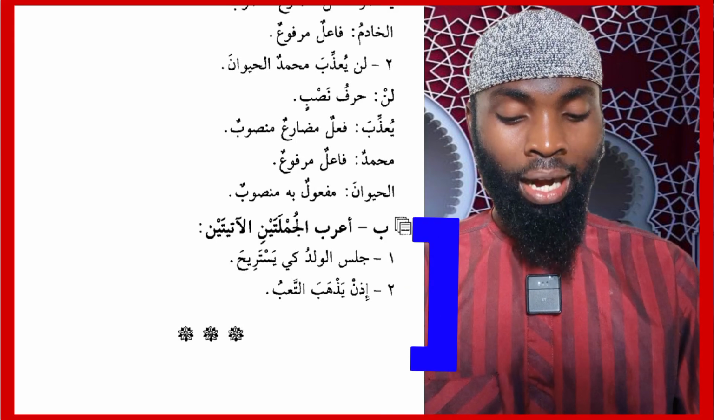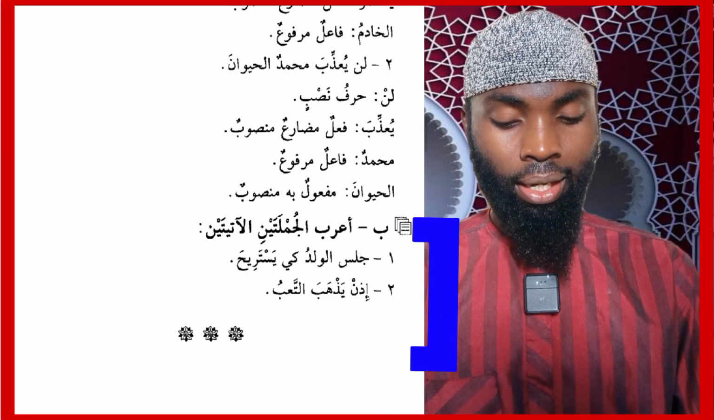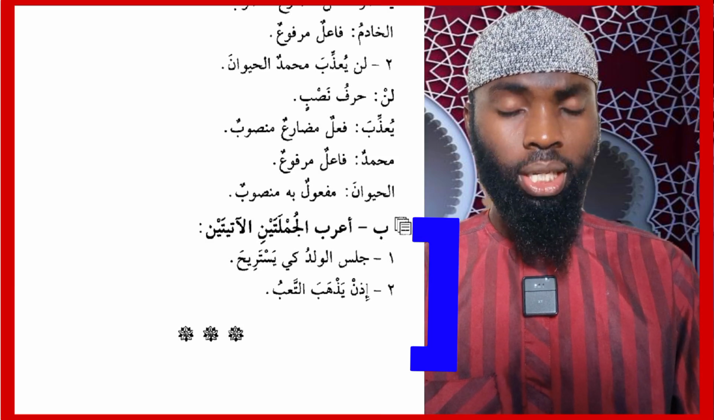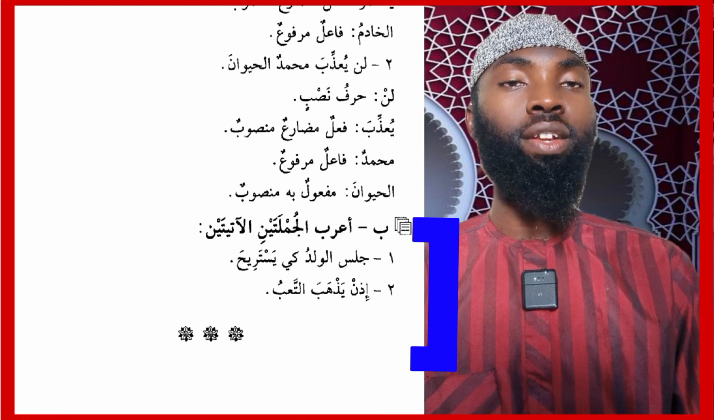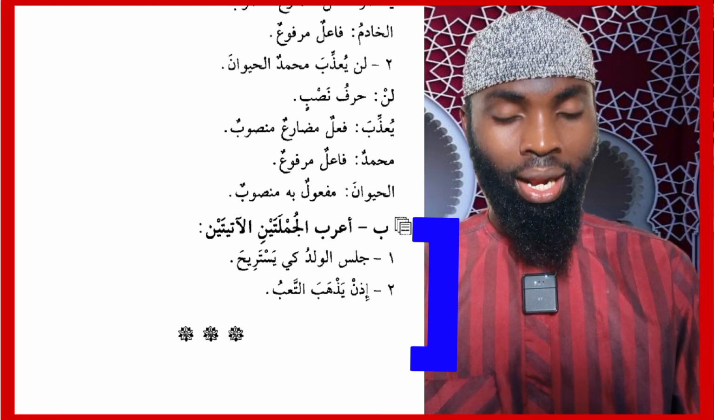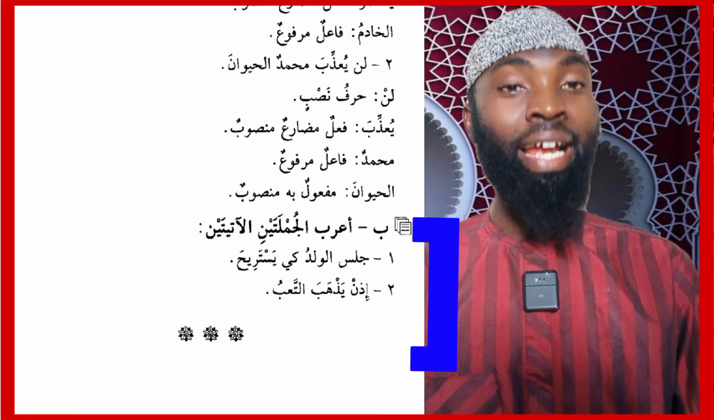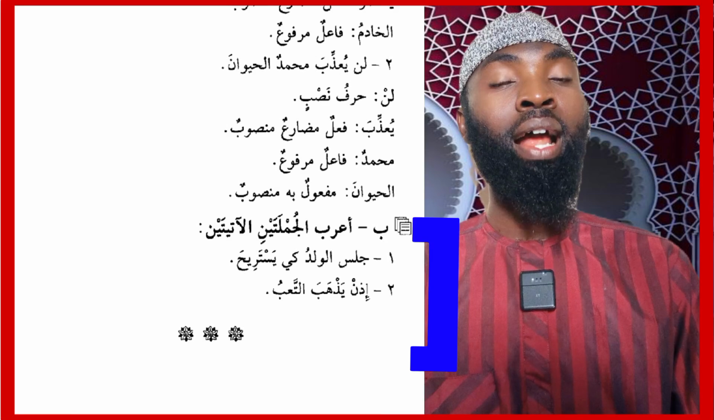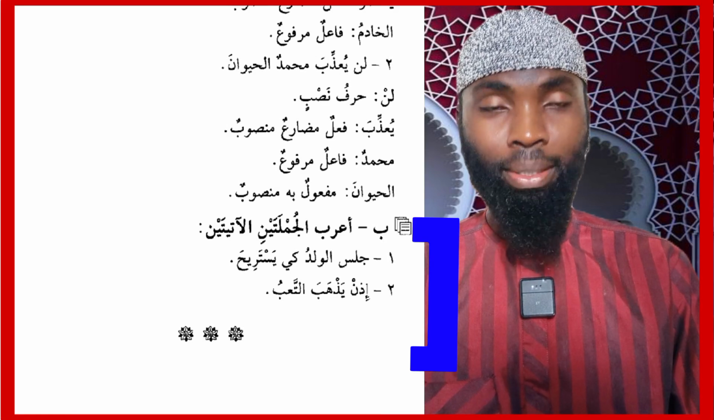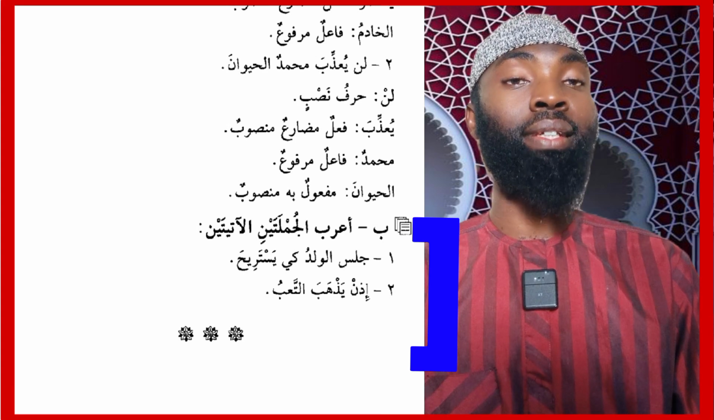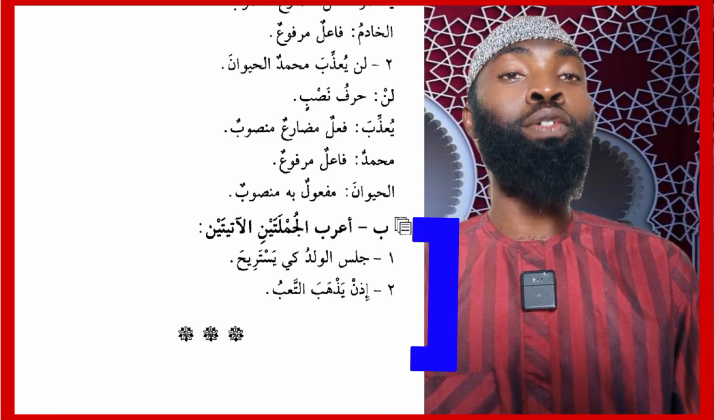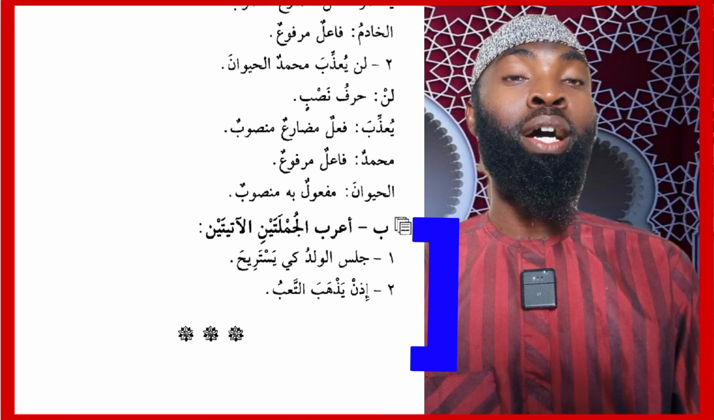Let's now do our own أعرب عن الجملتين الآتيتين and analyze the following 2 sentences. Number 1, we have جلس الولد كي يستريح. The boy sat in order to rest. So جلس فعل ماض. Then we have الولد فاعل مرفوع, كي حرف نصب, then يستريح فعل مضارع منصوب. Number 2, we have إذا يذهب التعب. Hence the stress will go. So إذن حرف نصب, then يذهب فعل مضارع منصوب, and التعب فاعل مرفوع.